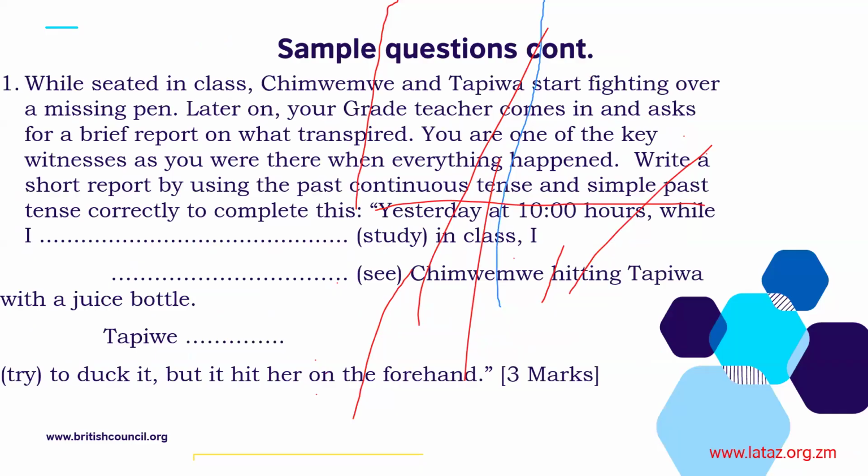Sample question continues. While seated in class, Chimwemwe and Tepiwa start fighting over a missing pen. Later on, your great teacher comes in and asks for a brief report on what transpired. You are one of the key witnesses as you were there when everything happened. Write a short report by using the past continuous tense and the simple past tense correctly to complete this.